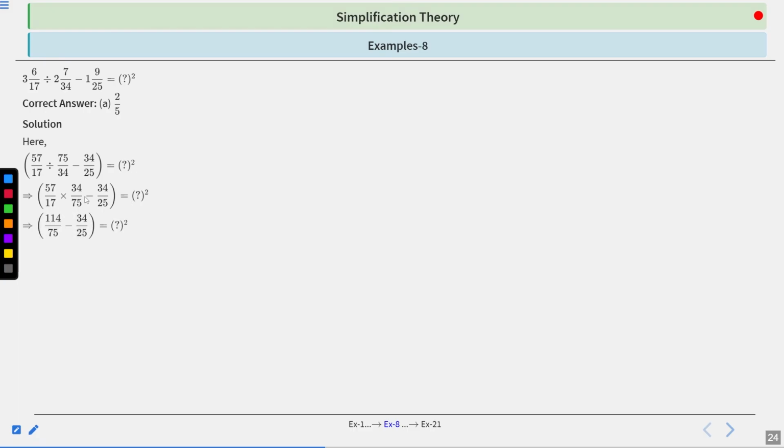So when we simplify it, we got 114 upon 75 minus 34 upon 25, which is equal to question mark square. So what will be the LCM of 75 and 25? LCM will be 75. So it will become 114 minus 102 upon 75 equals question mark square. So we can say that question mark square will become the square root of 4 upon 25. So when we solve it, we get 2 upon 5. So A is the correct answer. Next one.